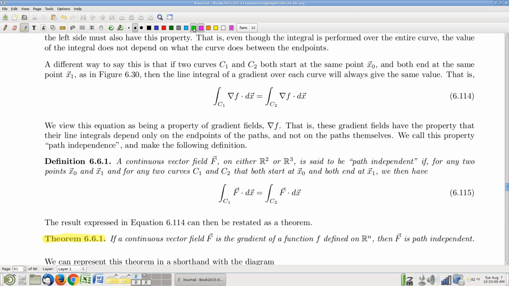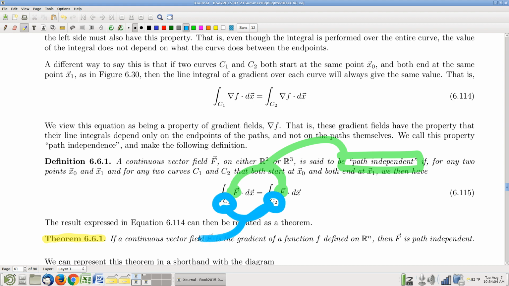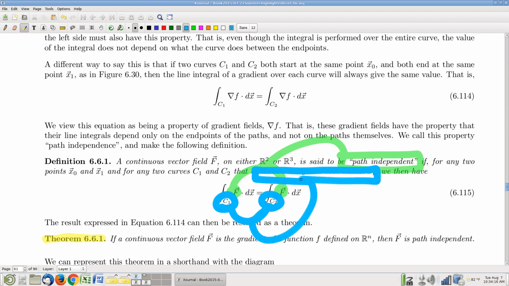A vector field is said to be path independent if it has this feature that we were just talking about, namely, as long as these two curves have the same starting point and ending point, the line integrals will always be equal. You can see that this property is satisfied right here. Gradient fields are path independent.